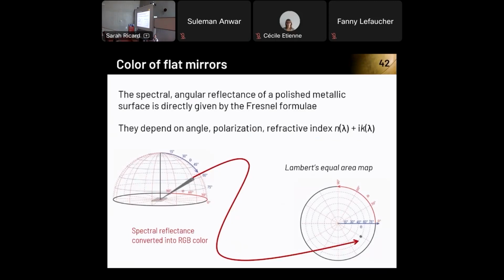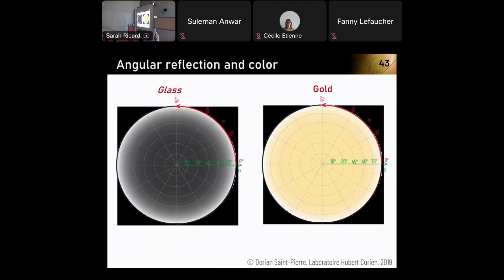So a way to feature into one plane what is the spectral reflectance or the color from every angle is to map. It is a classical mapping technique that was introduced for Earth at the beginning, the Lambert equal area map. So every direction is represented at one point. What is interesting is that it is well adapted to radiance representations. And let's see what it gives for different materials.